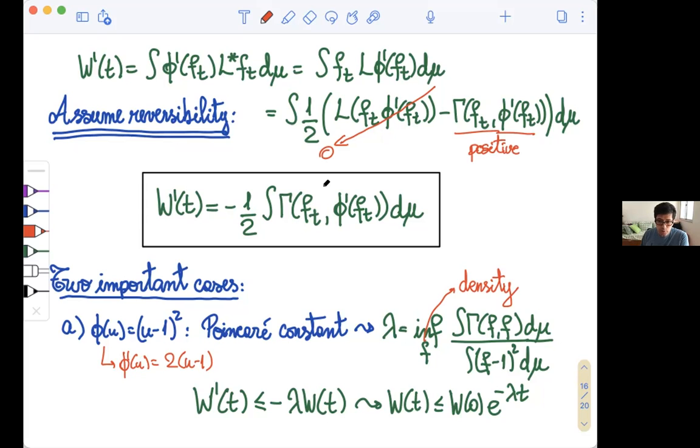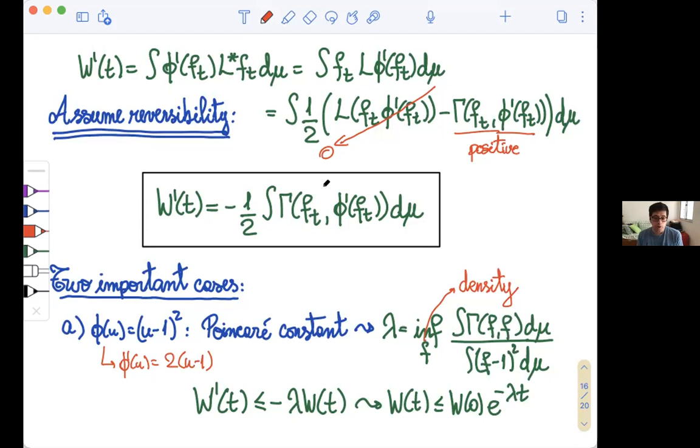And so it's the infimum of the integral of the Carré-Duchamp. This is what people call the Dirichlet function, the integral of the Carré-Duchamp with respect to the invariant measure. That's what is called the Dirichlet form in this context. So lambda is the infimum of the Dirichlet form of a density f divided by the square of the L2 norm of the difference of f with 1.